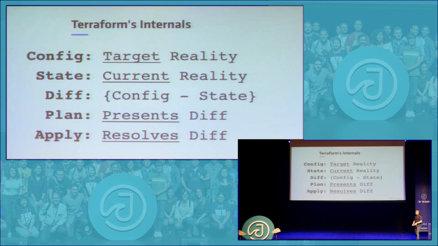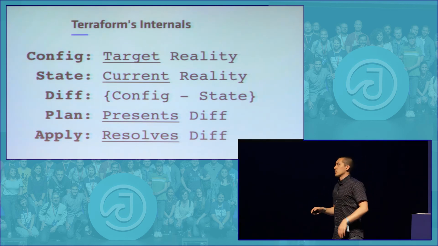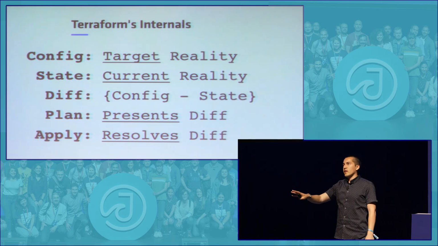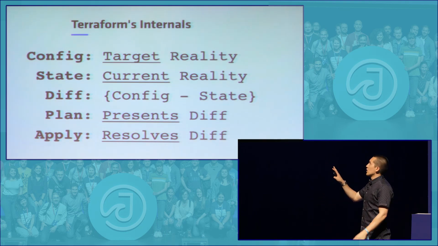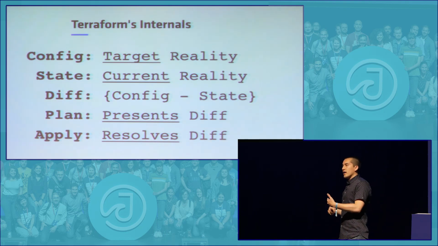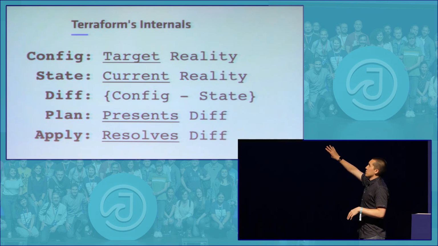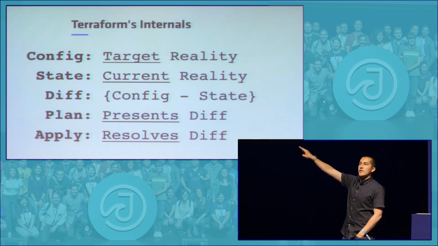If you're more of an algebraic type of person, this is actually how all the terms relate to each other. There's a Terraform config, which I showed you earlier, which is the target reality. Like I said, it's declarative. It's what you want to get to. There's the state that Terraform maintains, which is its view of the current reality. What the diff does is your target minus your current view, right? The subtraction. What a plan does is actually show you that diff.